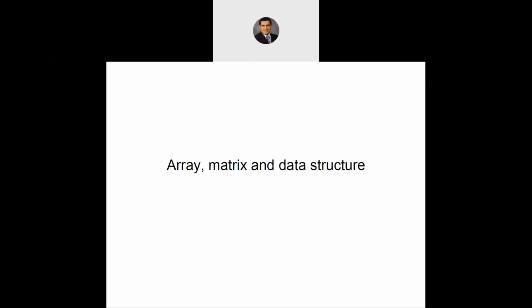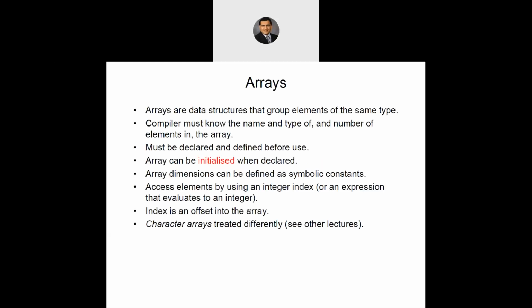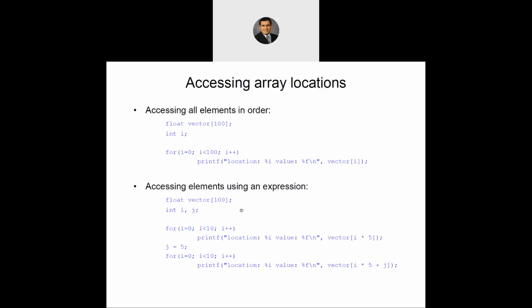Next topic which we studied was arrays, matrix, and structures. Arrays are special variables which have got a dimension. How do you mention the dimension? You put a square bracket and then you put the size of the dimension inside the square bracket. That's how the compiler knows that, hey, this program has got an array. Look over here. I have created an array called vector. The dimension of my vector array is 100.